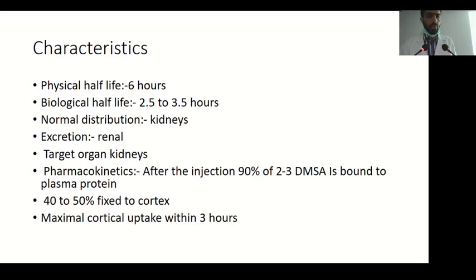Characteristics of radioisotope: physical half-life is 6 hours, biological half-life is 2.5 to 3.5 hours. Normal distribution of DMSA is in the kidneys. Excretion is via renal route. Target organ is kidneys. After the injection, 90% of 2,3-DMSA is bound to plasma protein, 40 to 50% fixed to cortex, and maximal cortical uptake within 3 hours.